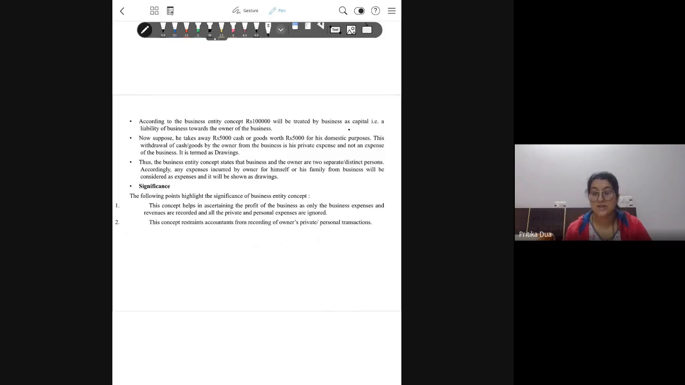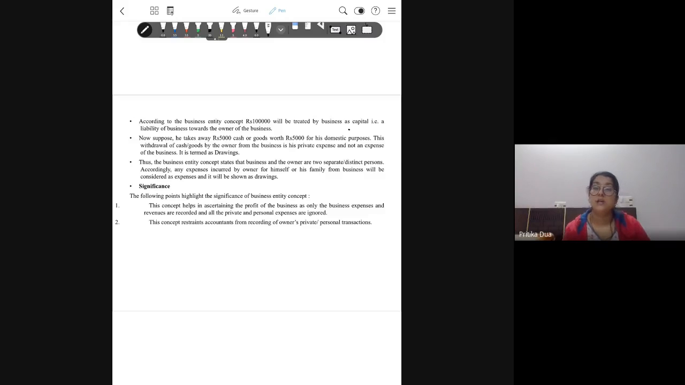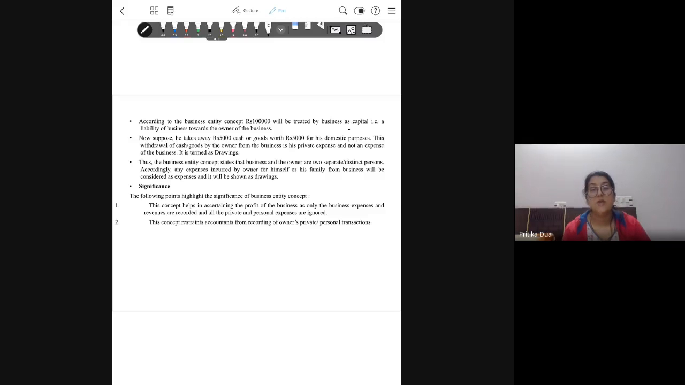Now, continuing with the same example, you are given that Mr. Sahu takes away 5,000 cash or goods worth 5,000 for his domestic purpose. When the owner takes away some cash or goods from the business for personal use, that term is known as drawings. Withdrawing funds or goods, any asset from the business for personal use is known as drawings. So this will be reflected as drawings by Mr. Sahu in the books of A Limited.